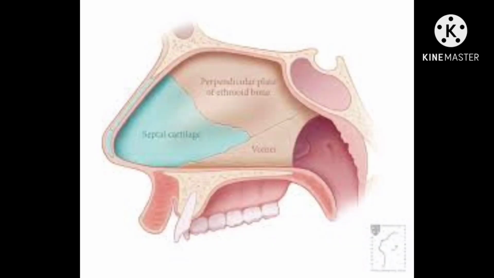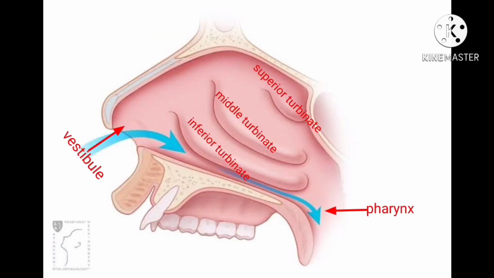The nasal septum forms the medial wall of each nasal passage. Like the external nose, the nasal septum is supported by both bone and cartilage. Vestibule has hair-bearing skin rather than mucosa. Air enters from vestibule through the narrow nasal passages to nasopharynx.